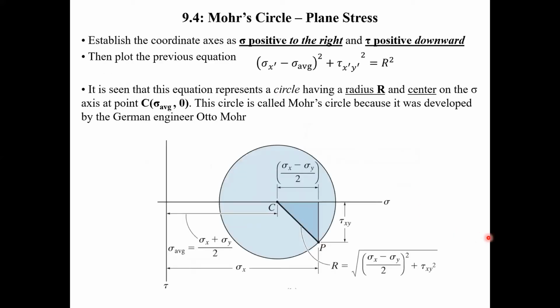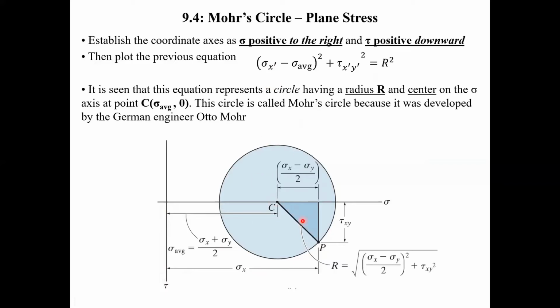Okay, so if we establish coordinate axes where our x-axis is our normal stress, sigma, and that's going to be positive to the right, as usual. But to keep our sign convention straight, as we'll see, we need shear stress to be positive going down. So that's an important detail for plotting these stresses. We have normal stress positive to the right, shear stress positive downward. And if we plot that previous equation, we get a circle.